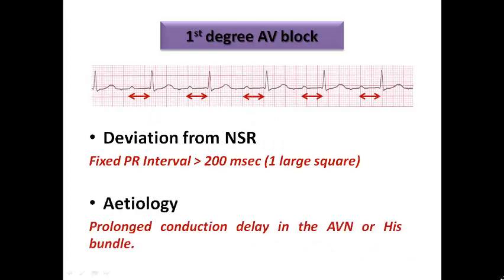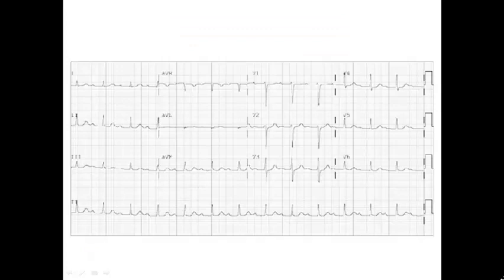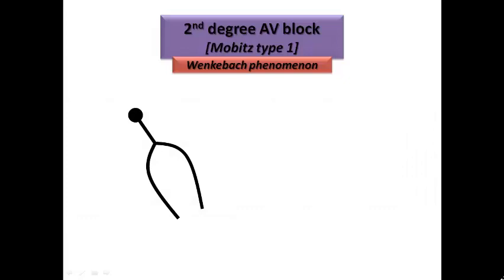So for example, here in this ECG, we can find that the PR interval is longer than 200 milliseconds. As we remember from the ECG interpretation lecture, the normal PR interval is from 120 milliseconds to 200 milliseconds, so it is one large square. So when the PR interval is longer than one large square and it is static, not dynamic, I can call this first degree AV block, and it is caused by prolonged conduction delay in the AV node or His bundle. For example, here in the strip we can see that the PR interval is longer than one large square and it is static, not dynamic, so it is first degree AV block.